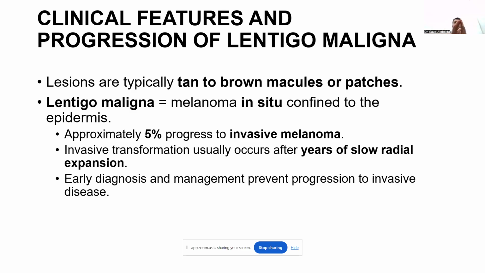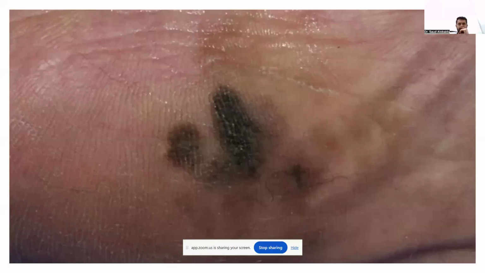And usually they have a very slow radial expansion, and it's important to detect it earlier to make treatment easier. This is the heel of a person, and as you can see, a smudged brown stain that could be easily confused with ecchymosis, fungal infection, or whatever people like to call it. When you see a persistent brown-black lesion, don't ignore it. A biopsy is highly recommended.